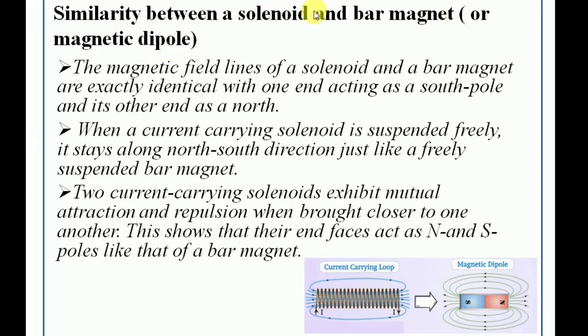We can say a bar magnet is a magnetic dipole because we have two poles in a bar magnet. When we suspend a current carrying solenoid, it will point to the north pole and south pole of the earth, as done by the bar magnet. And two current carrying solenoids also attract or repel each other, as done by the bar magnet. If you cut a bar magnet into many pieces, you will get many magnets with a small magnetic field. Similarly, if you cut a solenoid into many pieces, you will get small solenoids with a weak magnetic field.